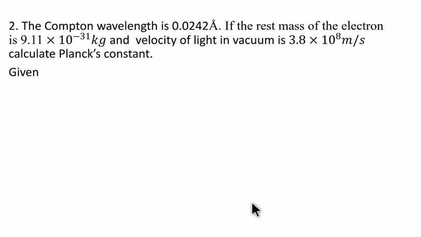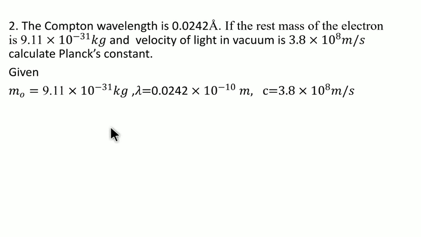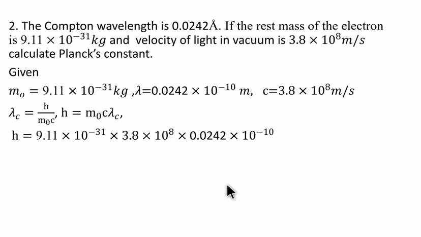The Compton wavelength is 0.0242 angstroms. The rest mass of the electron is 9.1 into 10 to the power minus 31 kg and the velocity of light in vacuum is 3 into 10 to the power 8 meter per second. Calculate the Planck's constant. We can use the basic formula, substitute all the given data, and you will get the Planck's constant. The expected answer is this. Okay.